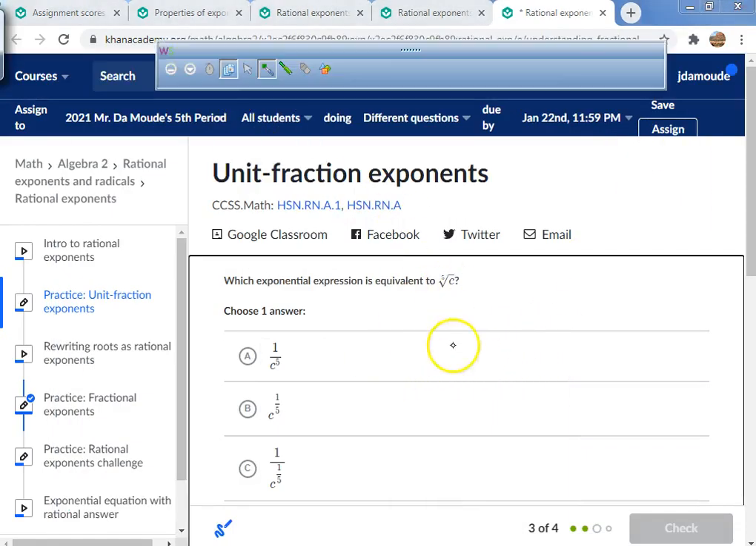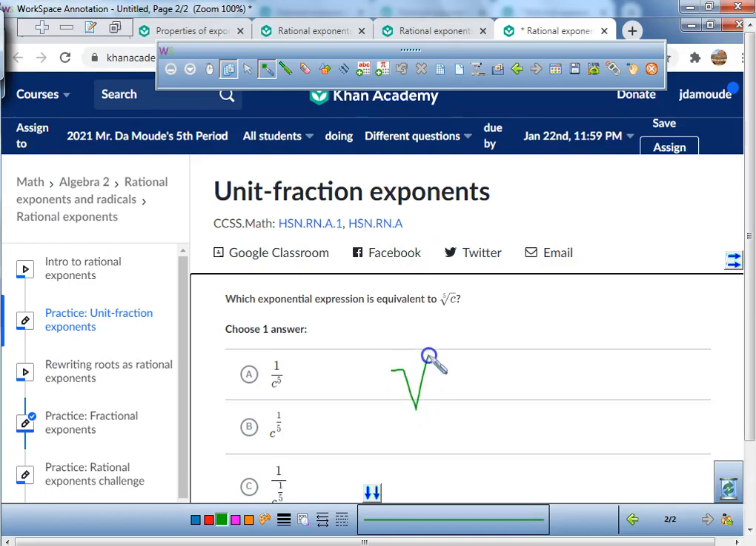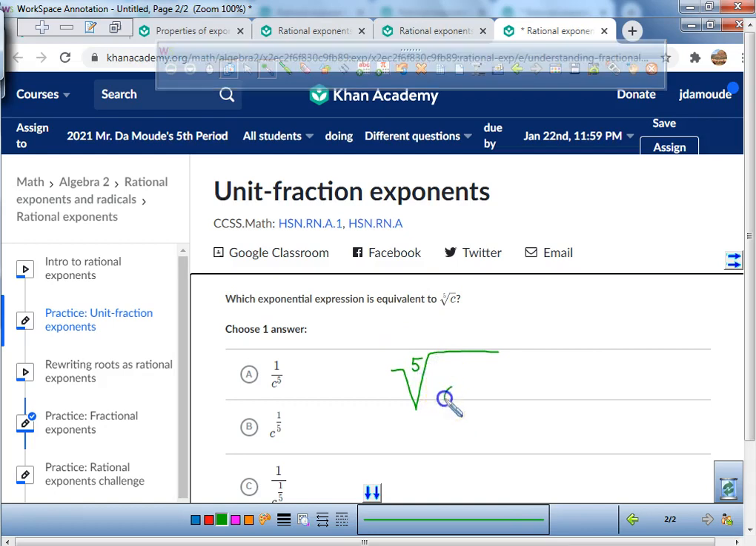It's kind of hard to see, so I'm going to rewrite it. That's a 5, so I'll put a 5 right there. And this is c to the power of 1. So if you want to do these with me, you can. Get you some good examples. This would convert to c to the power of 1 over 5. And that's it. So that would be my answer.